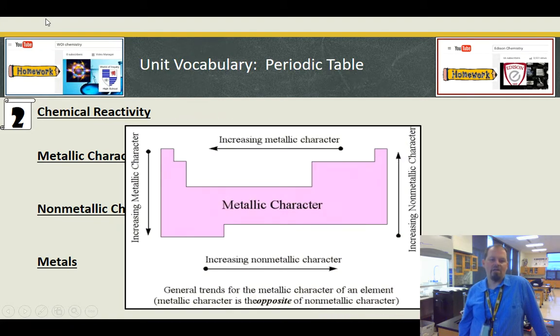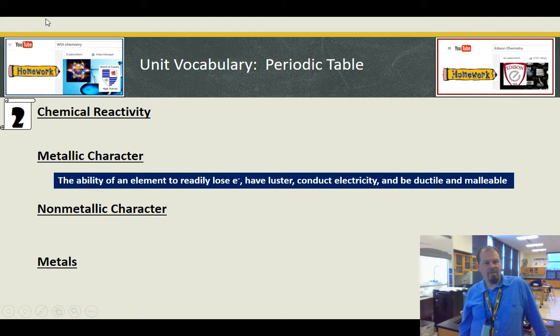Okay. Metallic character. I can talk about who's more metallic and who's less metallic, and this picture shows us the trends. This is the ability of an element to readily lose electrons. Losing electrons, metals are losers. You'll hear me say that a lot. So how easy do I lose an electron? The more easy I lose an electron, the more metallic I am. Luster is a science word for shiny. The shinier I am, the more metallic I am. Can I conduct electricity? And ductile means to draw into wire. And malleable means to pound flat. So these are all the words that we use to describe what a metal is. The more of those I have, the more metallic I am.